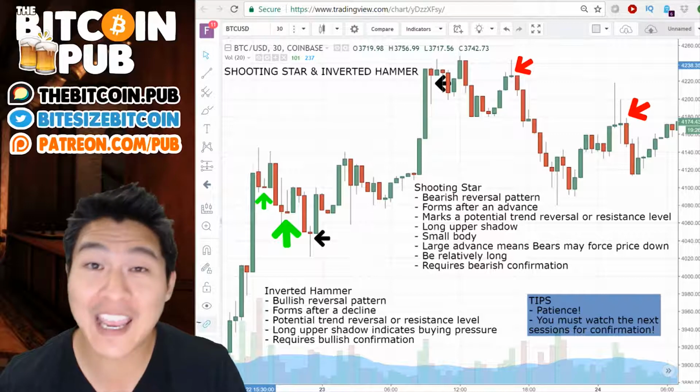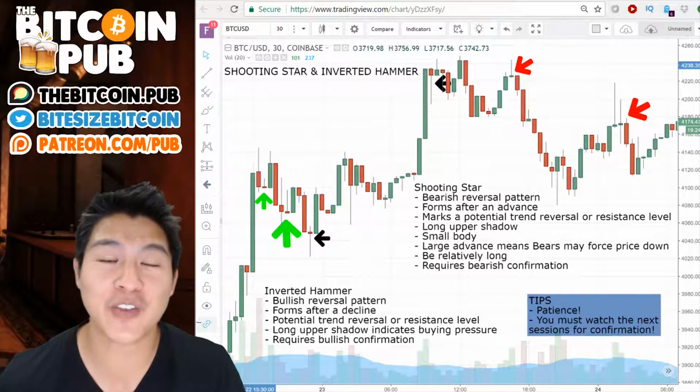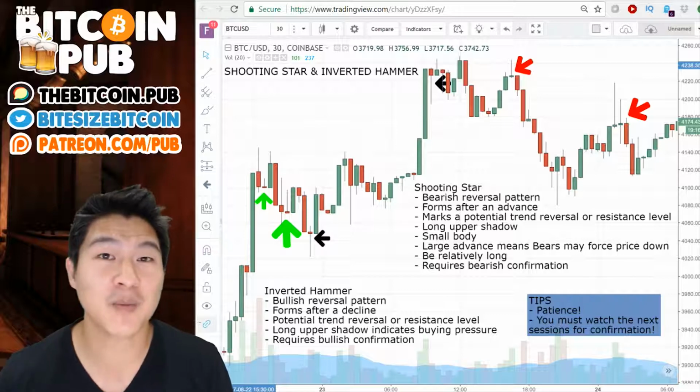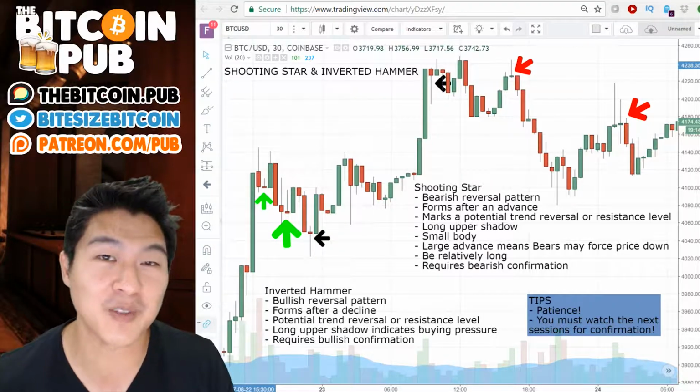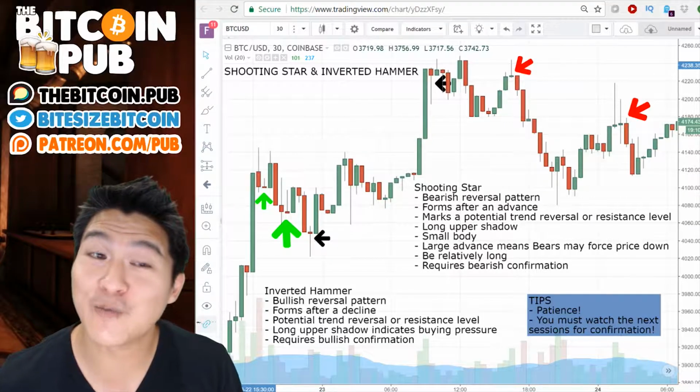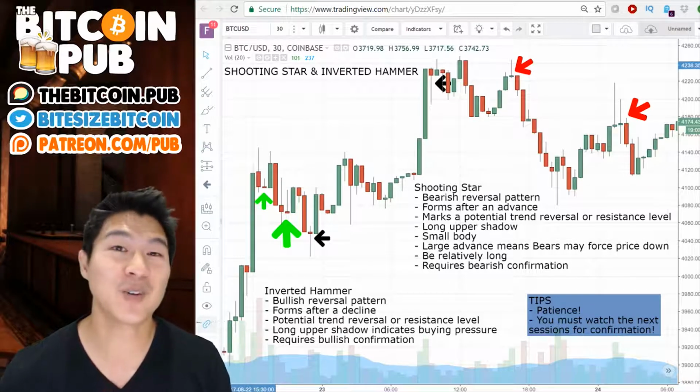Yesterday, we talked about Hangman and we talked about the hammer in terms of two candle archetypes. Today, we're going to be talking about two new archetypes as well. We're going to be talking about Shooting Star and the inverted hammer. So let's jump into it, guys.